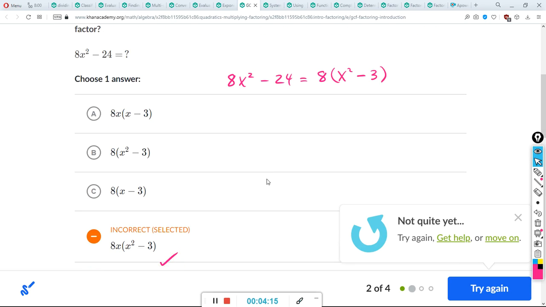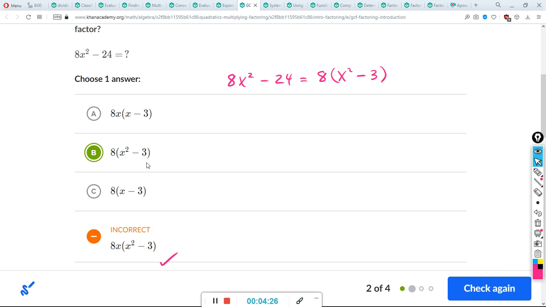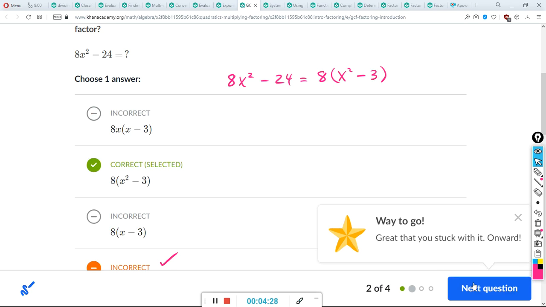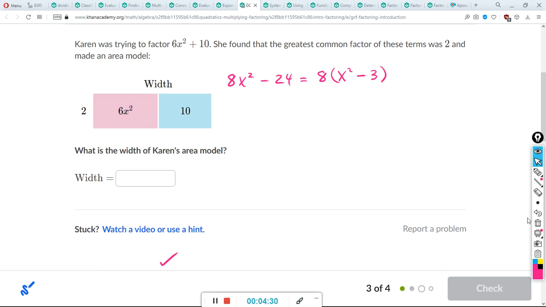Let me see. Oh, I hit the wrong one. I put 8x times x squared minus 3. It's 8 times x squared minus 3. That's this one. I went too fast. I didn't look carefully. So just be careful.